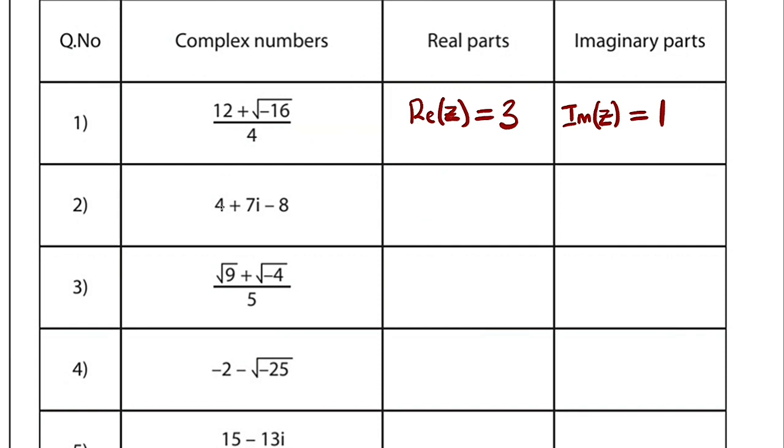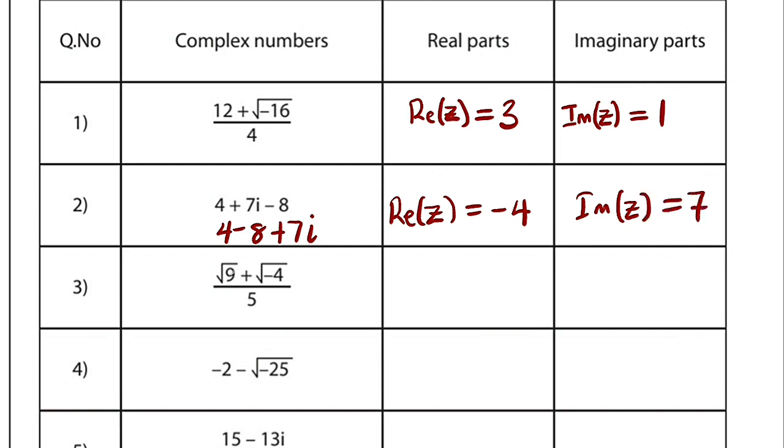The second question, we have 4 plus 7i minus 8. We can rearrange this as 4 minus 8, then plus 7i. 4 minus 8 is just the real part. So we have the real part as negative 4, because 4 minus 8 is negative 4. But what about the imaginary part? It's going to be 7, the coefficient of i.